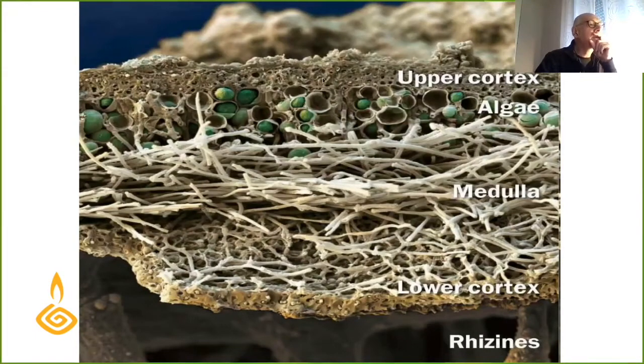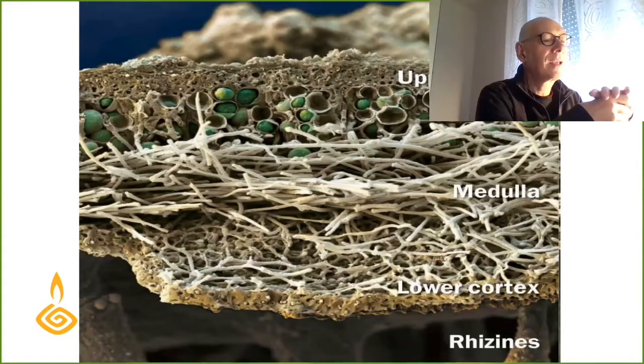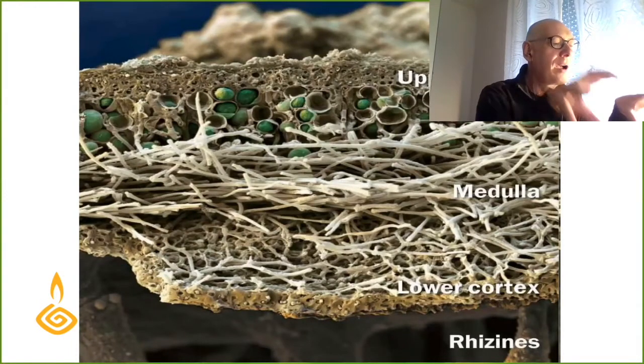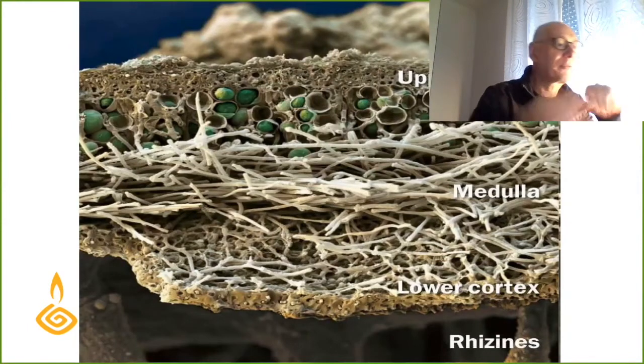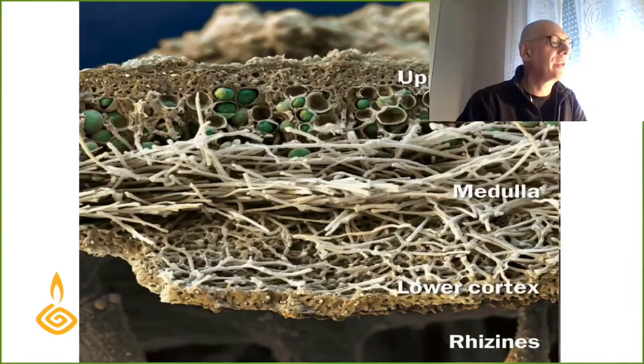You see an upper cortex, and then you have the algal layer, like the leaves of higher plants. Then you have the so-called medulla, which is made up of hyphae from the fungus, and the lower cortex. And then there are sort of roots, called rhizines, but these structures are not for taking up water and nutrients from the substrate, just to anchor the lichen to the substrate. And this is a cross-section of a foliose lichen, a typical structure of a lichen.